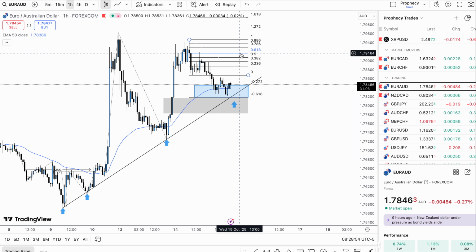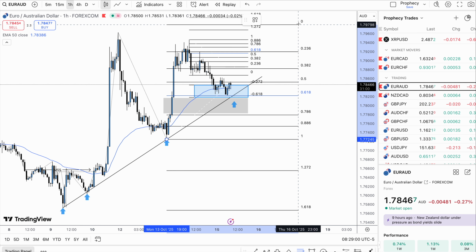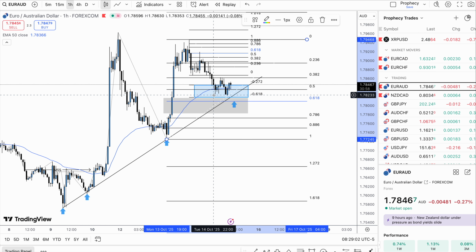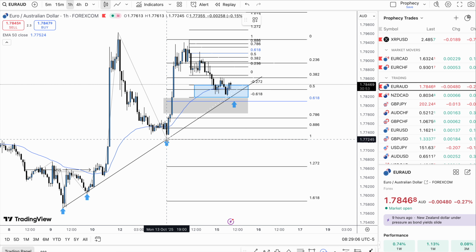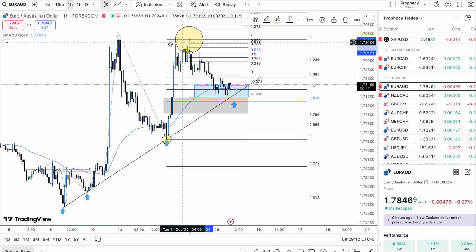I then drew my fibs from here to here. So basically this swing low to this swing high before price began to retrace.